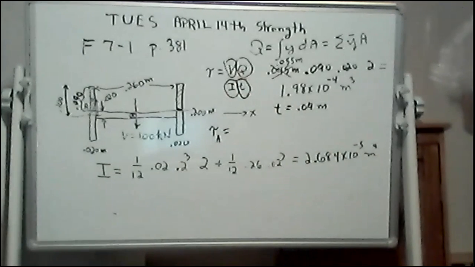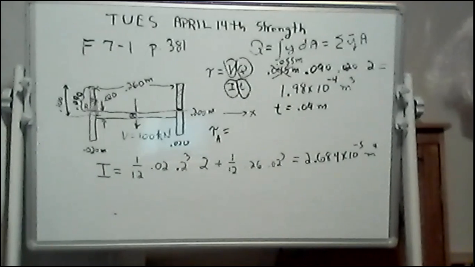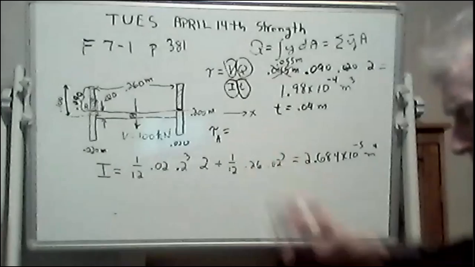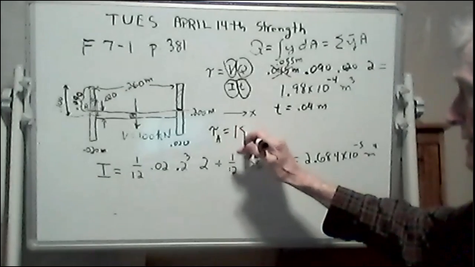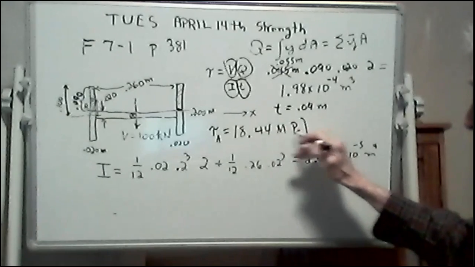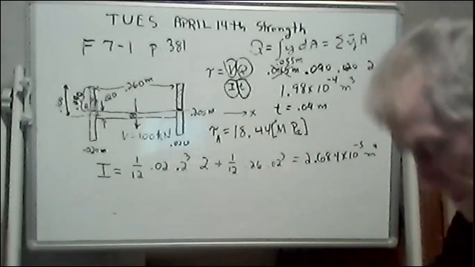Here we go. Okay, and then you have to divide by the I. And then divide by the 0.04. Well, I got an answer. Here's what I'm getting: 18.44 megapascals for the shear stress at point A. Okay, great. Wasn't that fun?